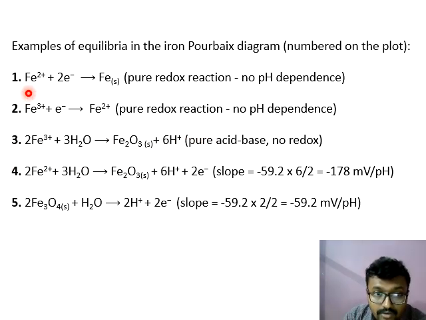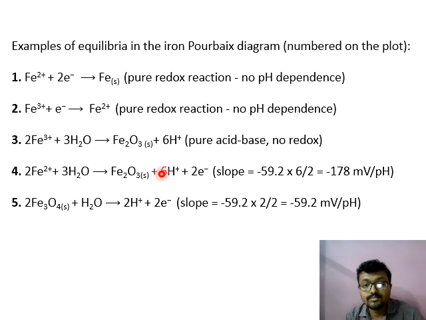Now we also have iron 2+. Iron 2+ can also form another iron oxide, right? So this is another reaction. In this reaction you can see iron 2+ is forming iron 3+. Here iron 2+ is present, here iron 3+ is present, and also in this reaction H+ is involved. So this reaction is both pH dependent as well as redox dependent, right?